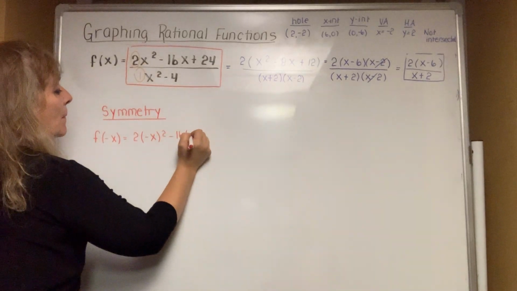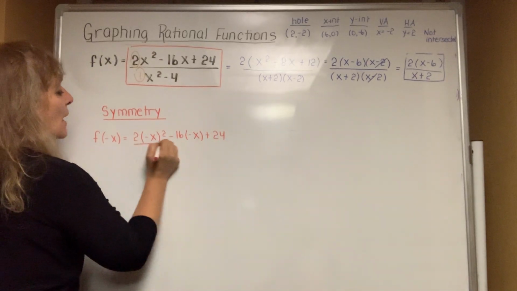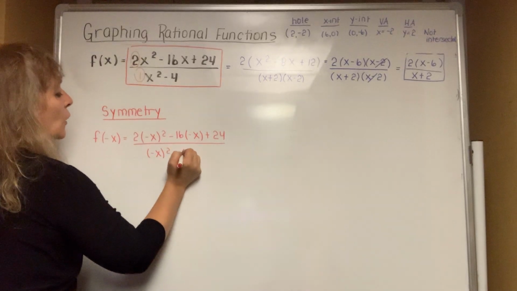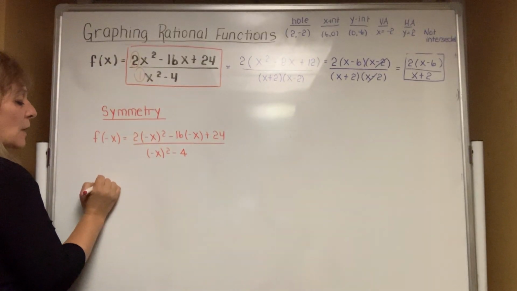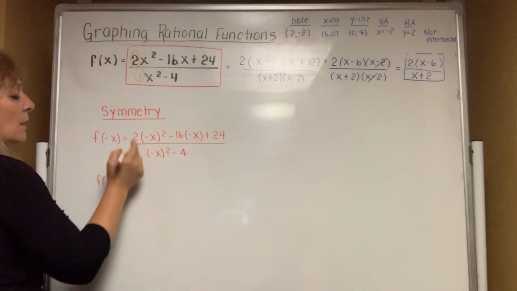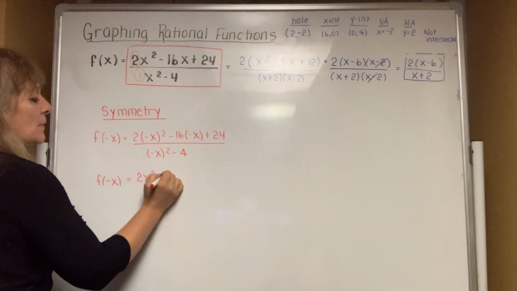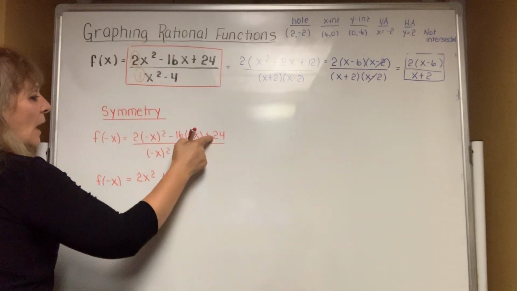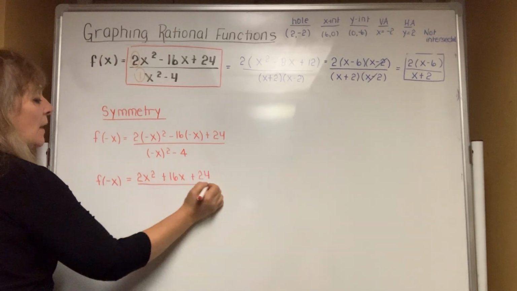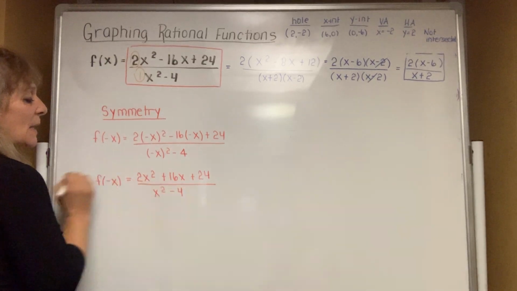So I'm setting up the numerator, and I'm also setting up the denominator. When you actually do this problem, you're going to simplify the expression in the numerator. When you square a negative, it's positive, so it's 2x squared. When you multiply two negatives, it is positive, and then you have a positive 24 at the end. In the denominator, squaring a negative, it is positive, and then my negative 4.